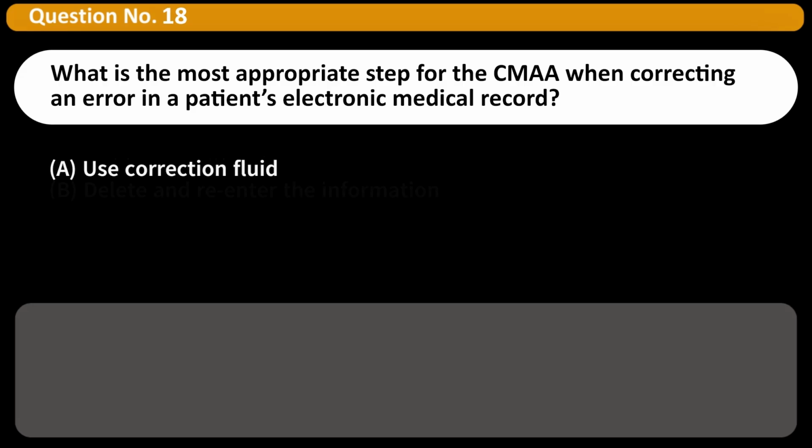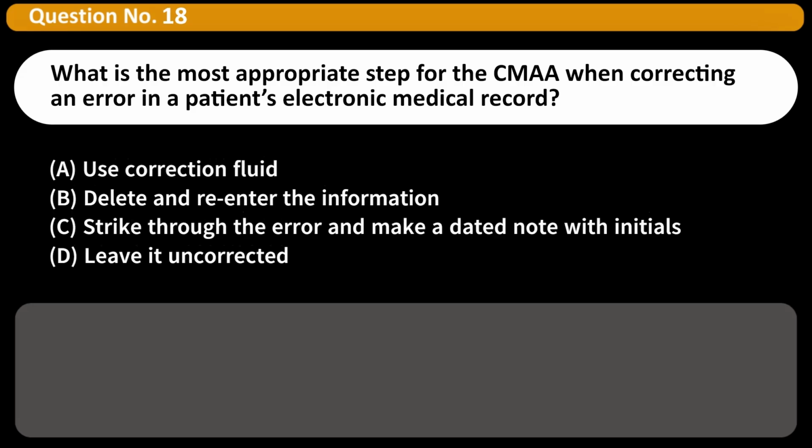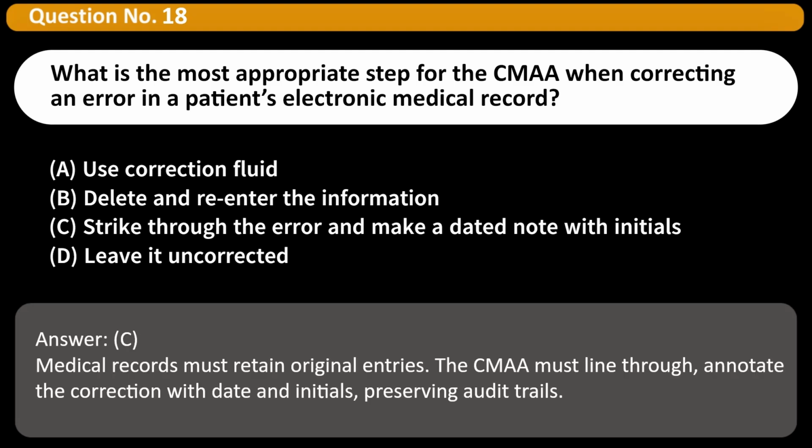What is the most appropriate step for the CMAA when correcting an error in a patient's electronic medical record? A. Use correction fluid. B. Delete and re-enter the information. C. Strike through the error and make a dated note with initials. D. Leave it uncorrected. Answer: C. Medical records must retain original entries. The CMAA must line through, annotate the correction with date and initials, preserving audit trails.